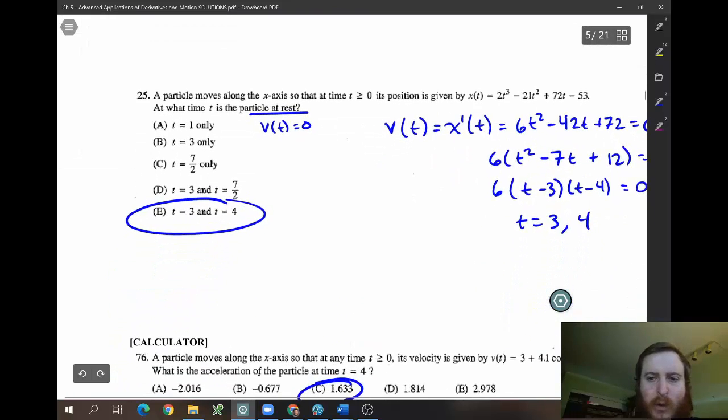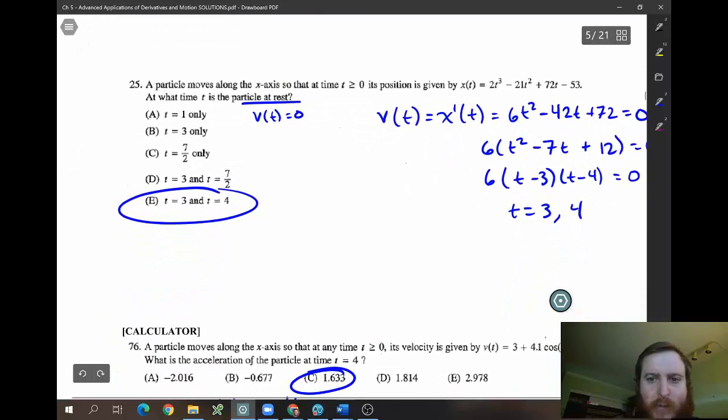All right, next up, we have a similar question, but we're given position. We're asked for the particle being at rest. And this is a non-calculator one. So we need to make sure that we're connecting particle at rest with setting v of t to 0. So we're going to just do the derivative by hand.